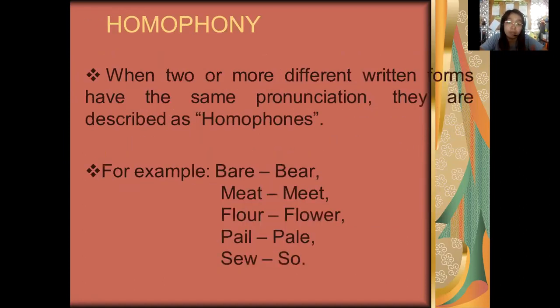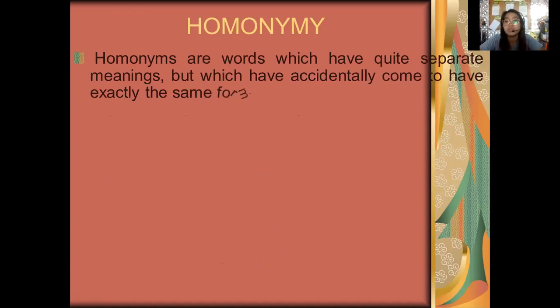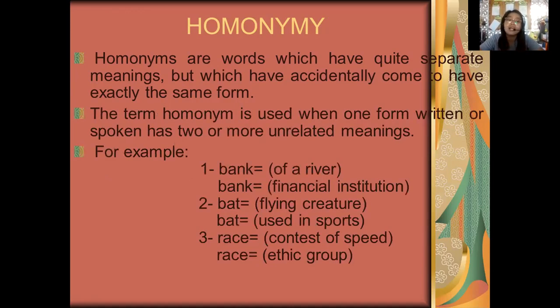Next is homophony. When two or more different written forms have the same pronunciation, they are described as homophones. For example, bear, bare, meat, meet. So ayan, mga pinag-aaralan na ng mga elementary pa. Next is homonymy, homonyms, or words which have quite separate meanings but which have accidentally come to have the exact same form. So, magkatulad sila ng spelling pero magkaiba naman po ng meaning.